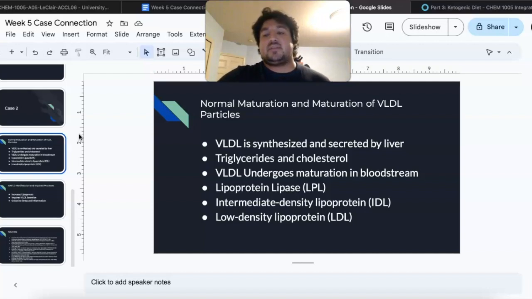Lipoprotein lipase, which is an enzyme found on the endothelial surface of capillaries in adipose tissue and muscle, hydrolyzes the triglycerides in VLDL into free fatty acids and glycerol. These free fatty acids can then be taken up by the tissues for energy or storage. As triglycerides are removed, VLDL is converted into intermediate density lipoprotein and eventually low density lipoprotein, which primarily carries cholesterol to the cells.